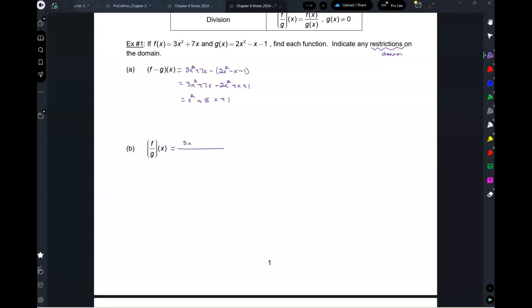Okay, f over g of x, here we're going to divide. So it's going to be 3x squared plus 7x over 2x squared minus x minus 1. Okay, in this case, basically we leave it, unless there is something, a term, a binomial, a monomial, whatever, that you can cancel. Then you cancel it. Otherwise, you just leave it the way it is.